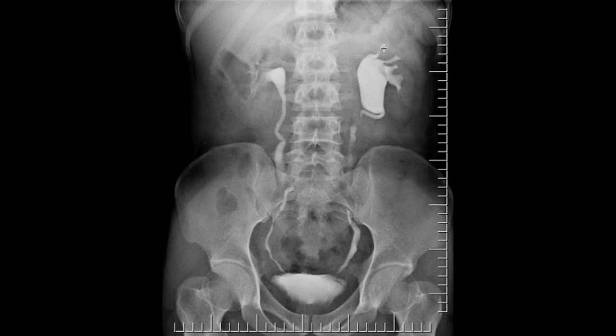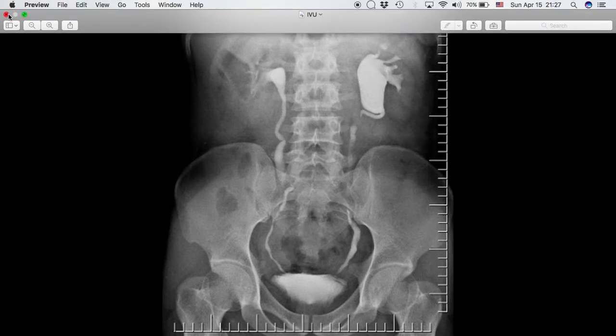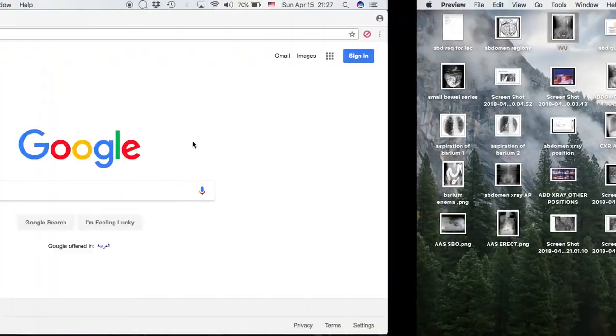Now here you can see this is the left kidney, you have the right kidney, you have the right ureter, you have the left ureter, and you have the bladder. The dense area is contrast medium. It's intravenous contrast medium. You can see distension right here. It's very clear. Okay, this is actually the anatomy of the urinary system within the abdomen.